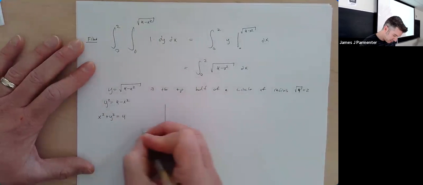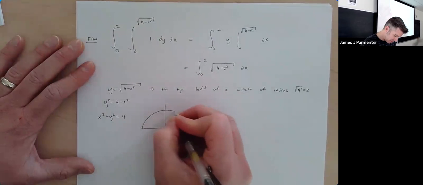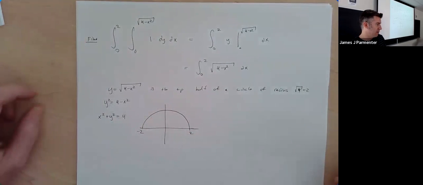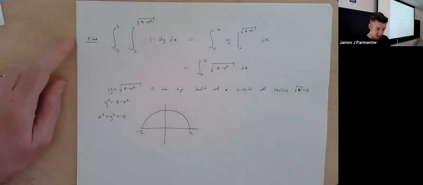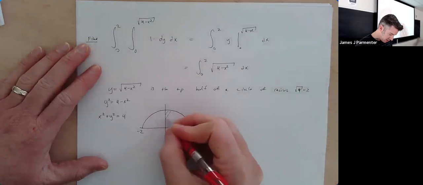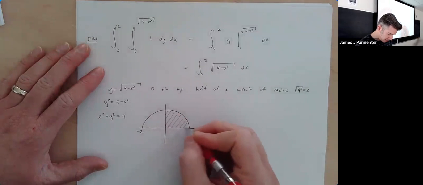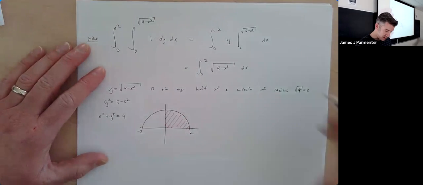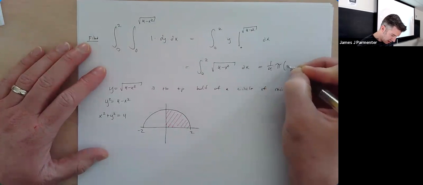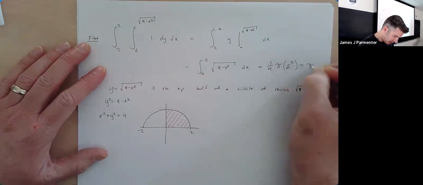So we look at that. Now here again, we still have to be careful because if we say this, you might say, oh, it's going to be 1/2 times pi times 2 squared. But it's not 1/2, it's 1/4 because x is going from 0 to 2. So we're really only getting 1/4 of the circle. So this is going to end up equaling 1/4 pi times the radius squared, which is just pi.